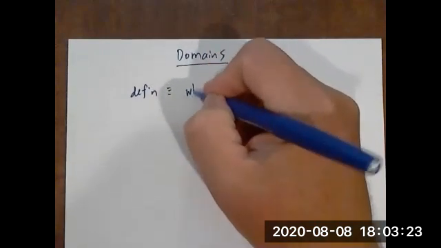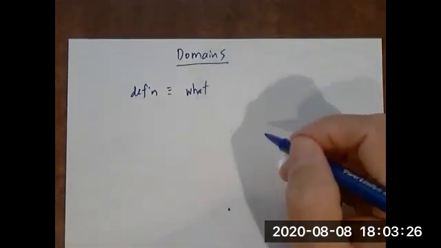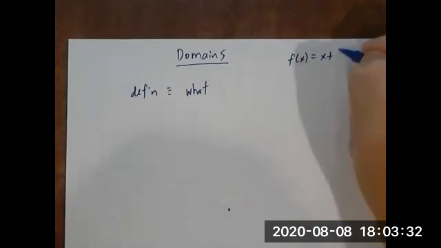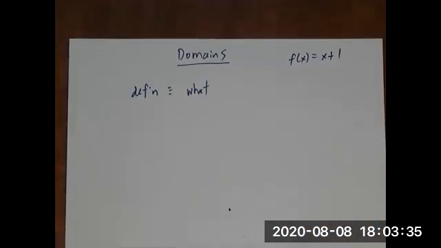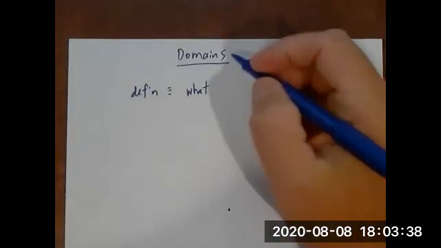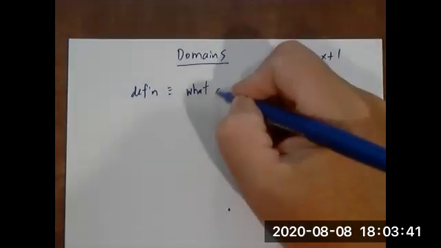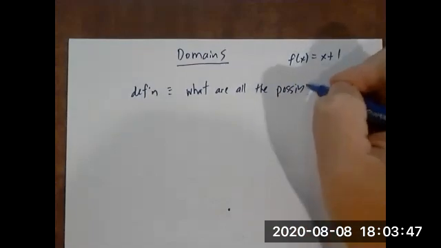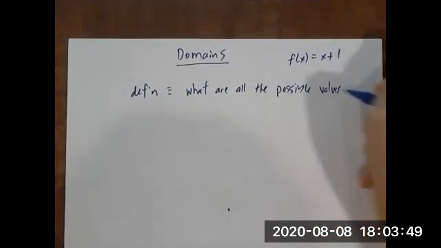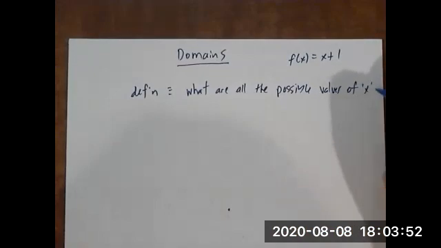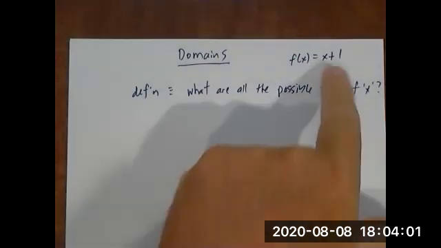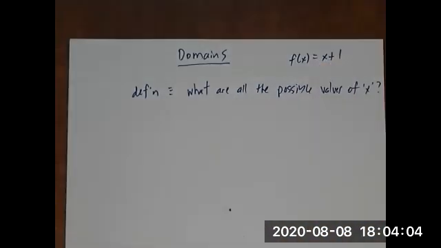Start out by saying, when you're given a function, let's just say, right, there's a function, x plus 1. You're asked for the domain of this function. So what they're saying is, what are all the possible values of x? Seems like a strange question. It's almost like, what numbers can I put in this function for x and will everything be okay?